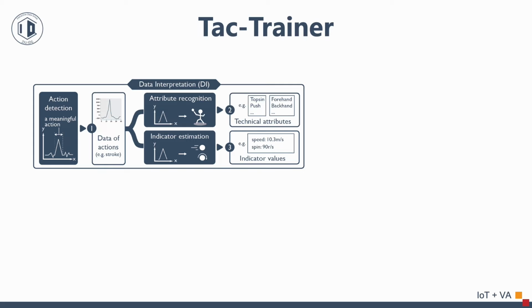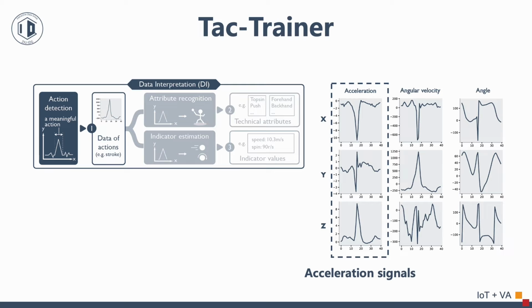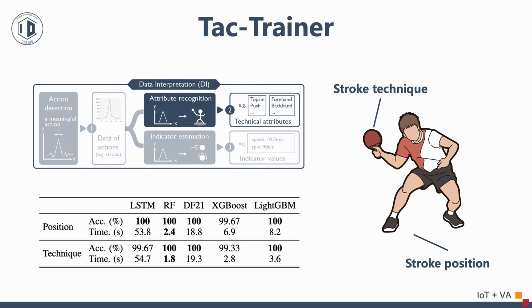Data interpretation is responsible for attribute recognition and indicator estimation. Before these two tasks, we need to detect and extract the sensor data of the stroke. We used the acceleration signals to detect strokes, since explicit peaks exist in all axes of these signals. We computed the energy of all signals and used conventional peak detection algorithms to detect the strokes. Then we trained two classifiers to recognize the technique and the position of each stroke based on the center data of each stroke. We tried many classifiers and the random forest performed the best among them.